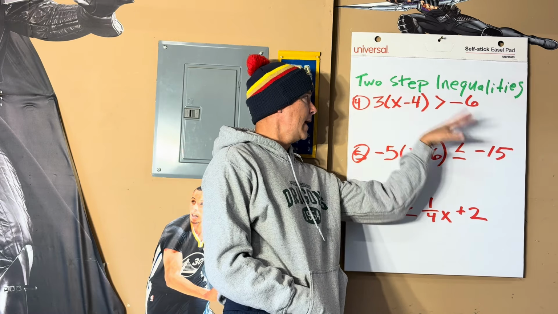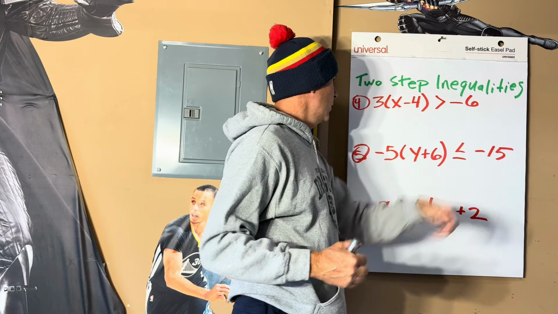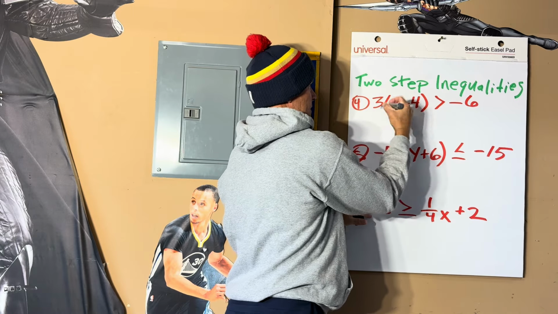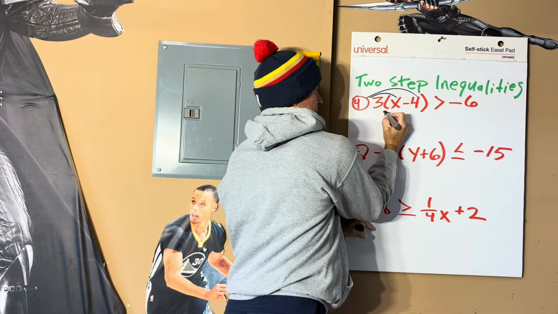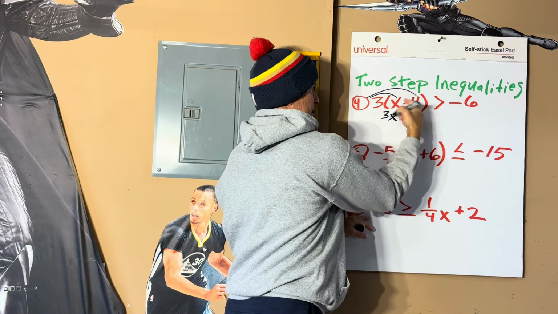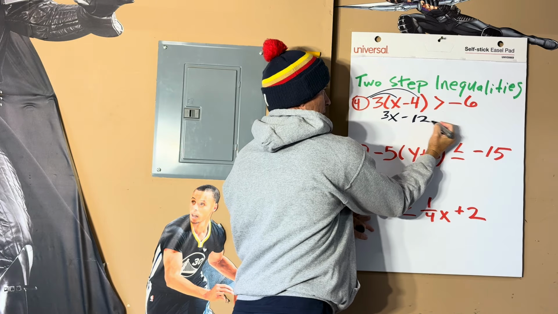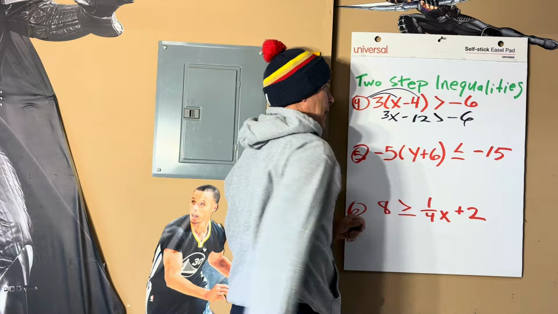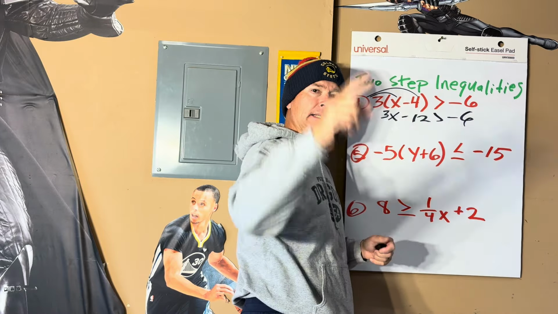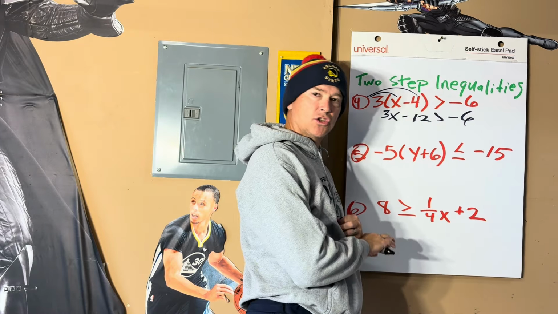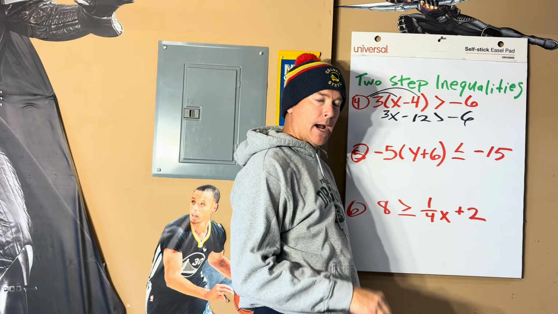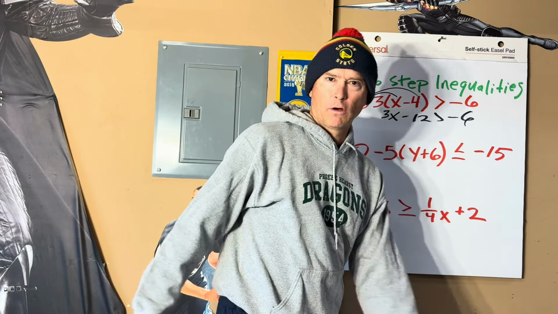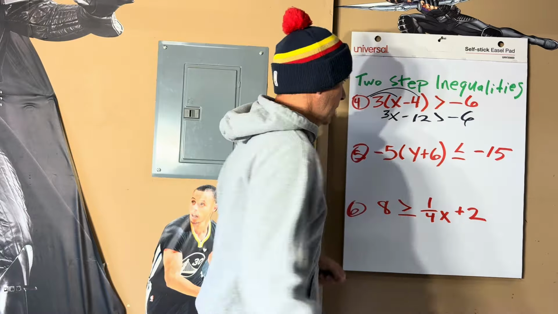All right, before we do anything here, we have to distribute, right? When the numbers touch you, beep, beep. 3 times x is 3x. 3 times -4 is -12. Bam, bam, bam. Okay, now it's exactly the same as equations. Solve it the same way, except at the end there might be a curveball, okay? This one, there won't be a curveball.